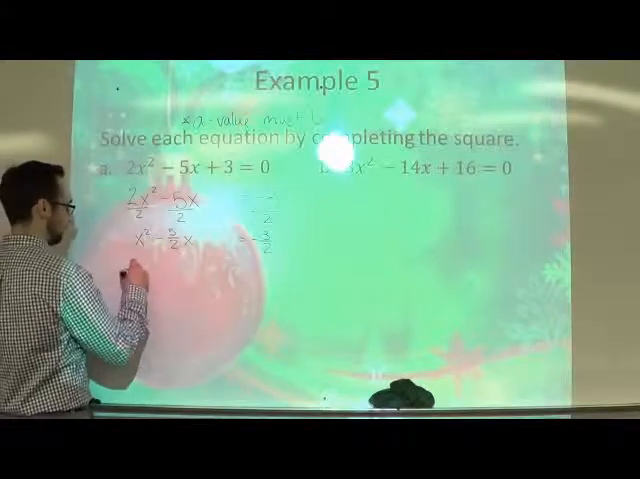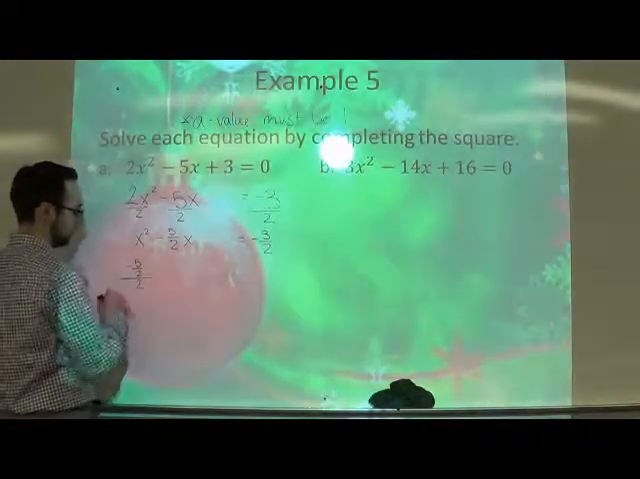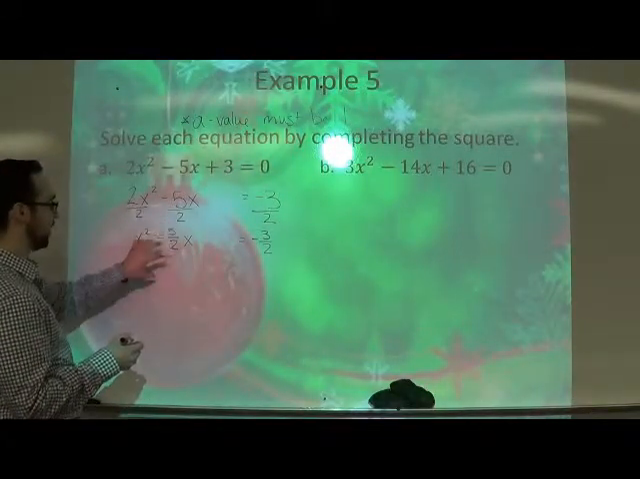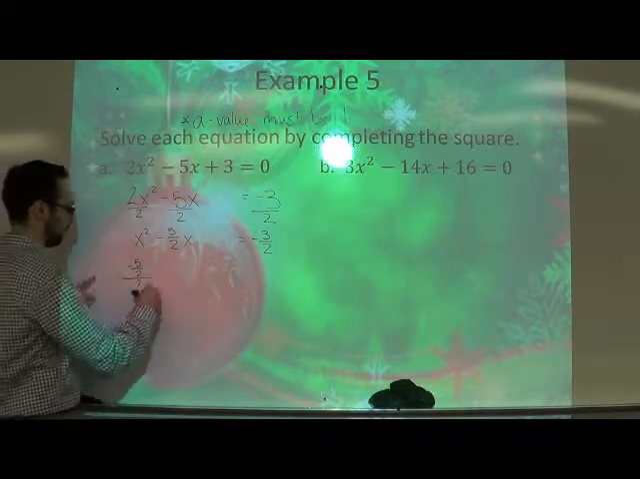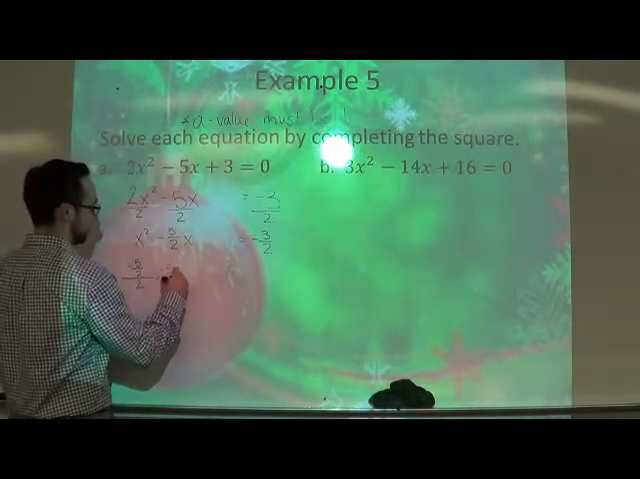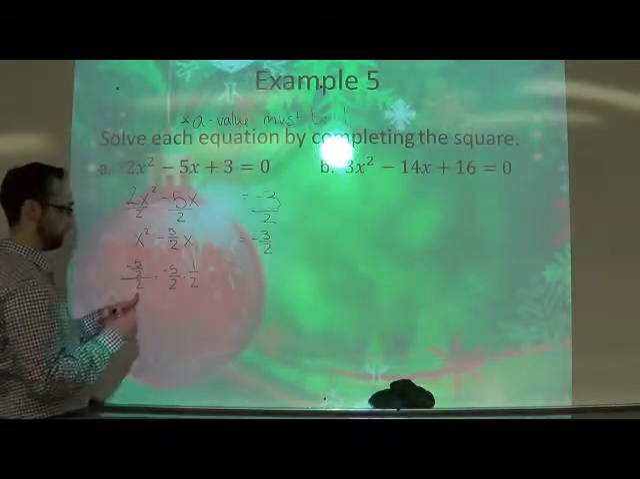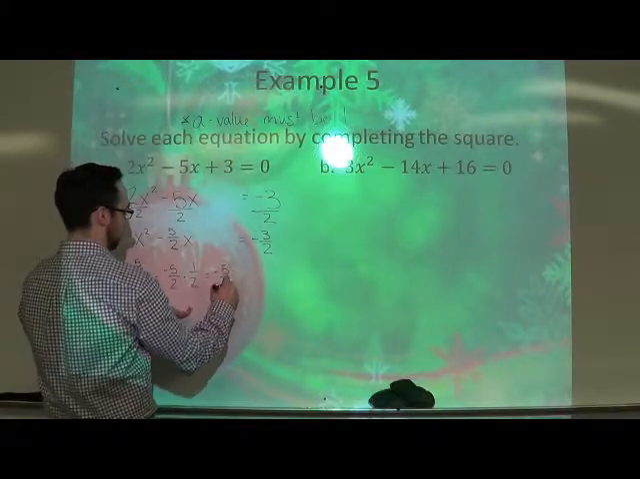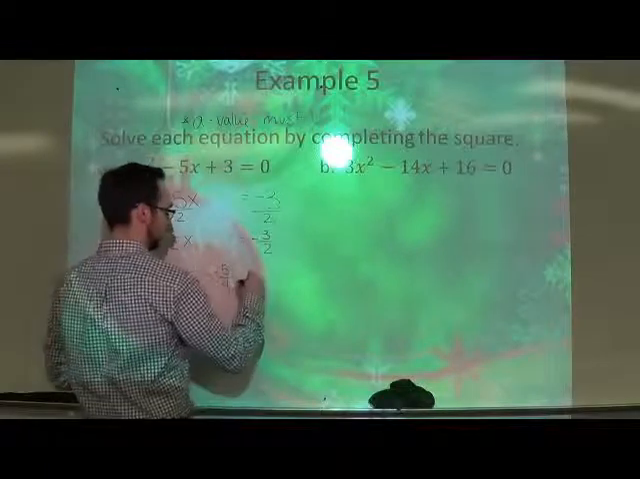So what we're going to do is we have negative 5 over 2. We're going to divide that by 2. Because we're completing the square, I have to follow my steps. So I take the b value and divide it by 2. So negative 5 halves divided by 2. Remember that when you divide fractions, you multiply by the reciprocal. So instead of dividing by 2, I'm really multiplying by 1/2, which is negative 5 over 4. That's my value.